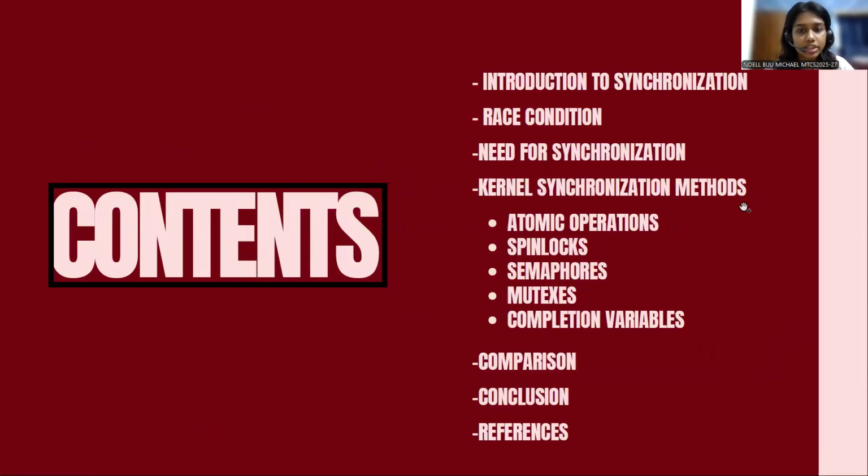So this is the set of contents that we'll go through today. There we have introduction to synchronization, race condition, need for synchronization, kernel synchronization methods, which include atomic operations, spin locks, semaphores, mutexes, and completion variables. Then we look at a comparison for all these methods, and then we'll look at the conclusion and references.